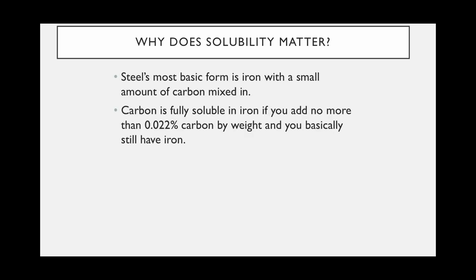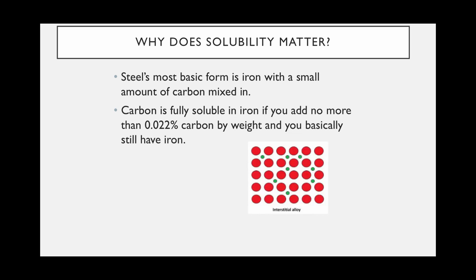Well, steel is actually iron with a small amount of carbon mixed in. But carbon is only fully soluble in iron if you add no more than 0.022%. And what happens is that carbon is held interstitially between the iron atoms because carbon's radius is less than half of the radius of an iron atom. And so it can hold 0.022% by weight and have no change to the lattice of the iron structure, and it basically still behaves like pure iron.